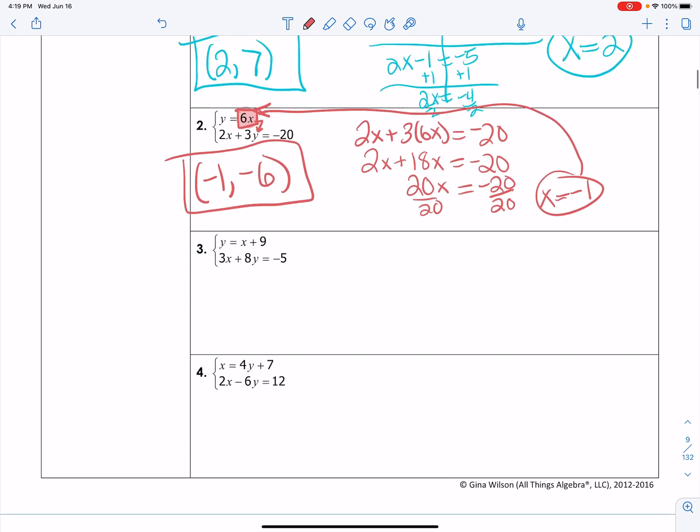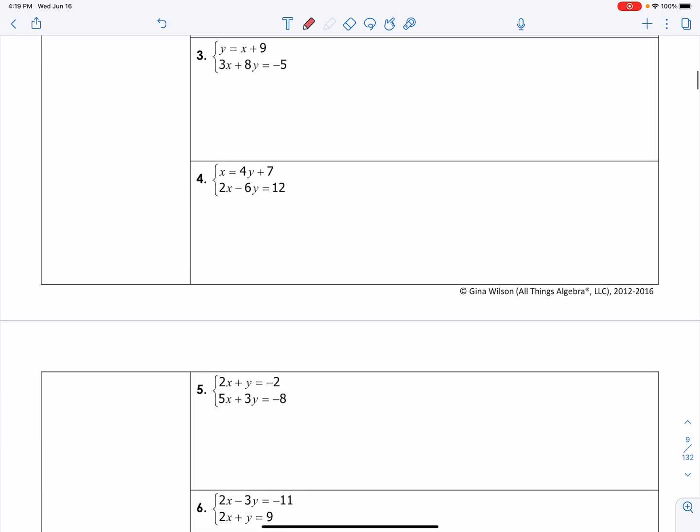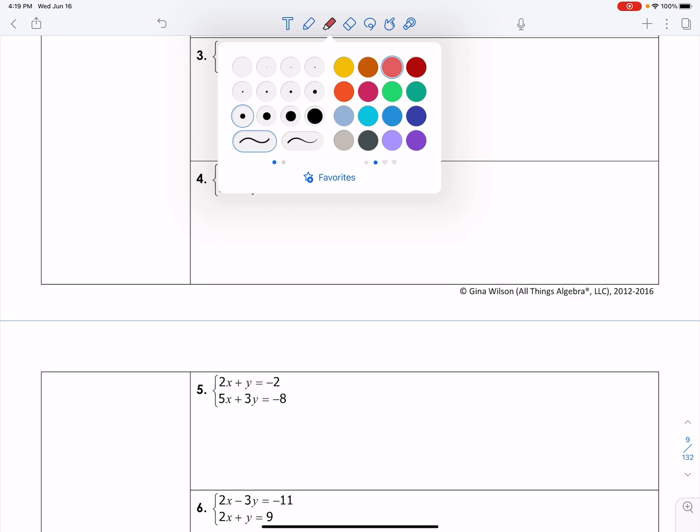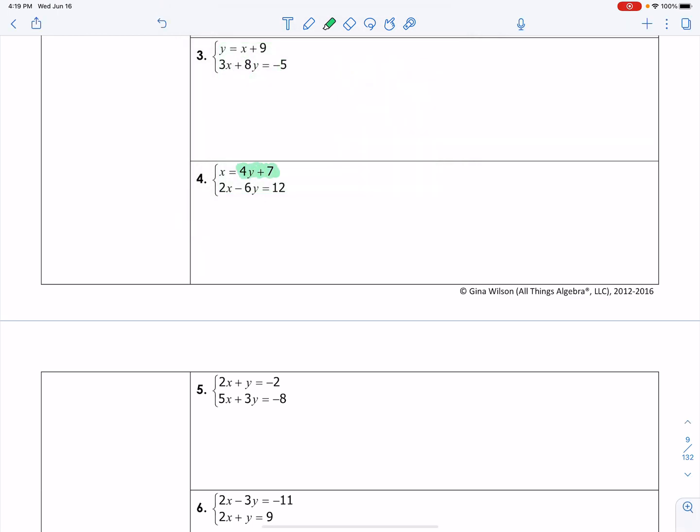Okay, you can also take a look at number 4. It doesn't have to be solved for y. That's a misconception. It could be solved for x. So if it's solved for x, I'm going to box this and put it in the equation for x. So I'm going to have 2 parentheses 4y plus 7 minus 6y equals 12. Then you distribute and you get 8y plus 14 minus 6y equals 12. These are on the same side of the equal sign, so 2y plus 14 equals 12.